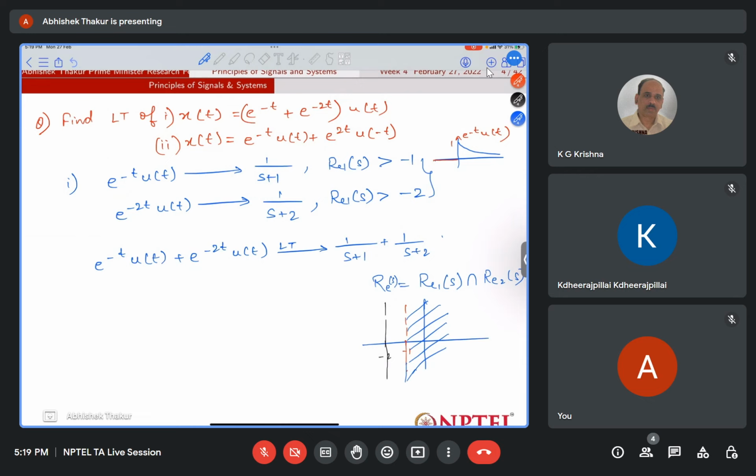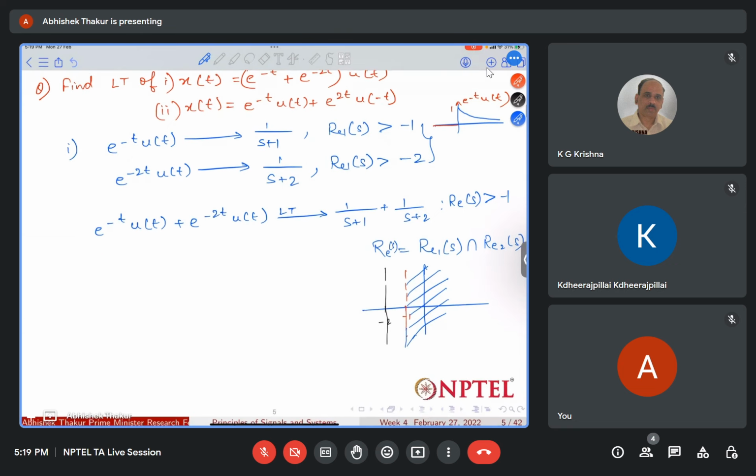So this will be greater than minus 1. We can sum it, and it will be (s+2) plus (s+1) by s squared plus 3s plus 2. So this will be (2s+3) divided by s squared plus 3s plus 2. So this is the answer for the first question.